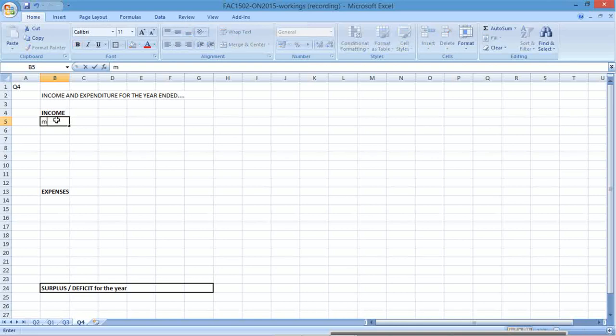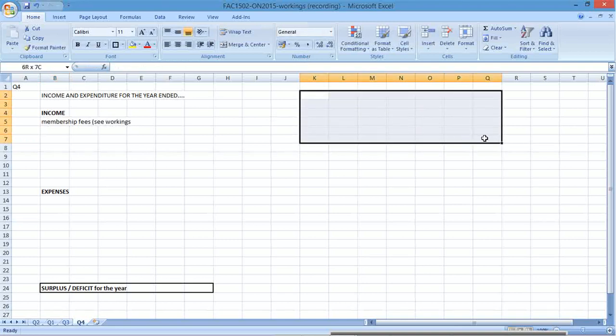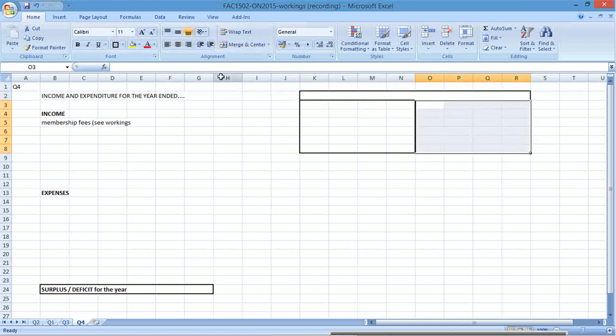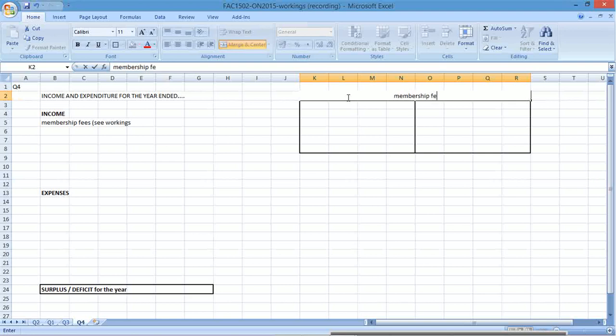First line item. Membership fees, brackets, C working. Okay, membership fees will always have a T account as a working. It's one of those accounts that you just need to draw up. Membership fees.